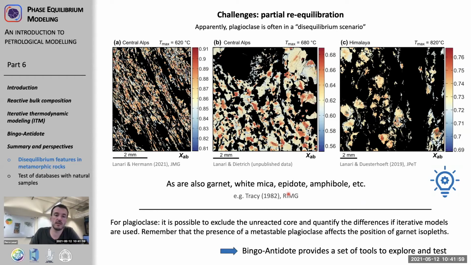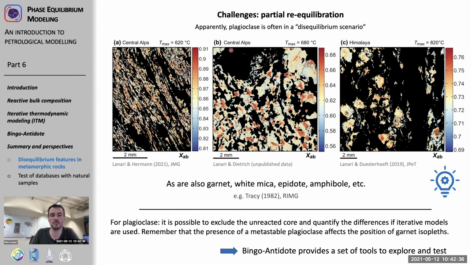I took here an example that is a compilation of maps that we obtained for plagioclase. What it shows is that plagioclase is often in a disequilibrium scenario, as used in my Monte Carlo simulation. This is an example from the Central Alps. Tmax is 620 degrees. In this case, there is a minor composition zoning of plagioclase, but we demonstrated that 80% of the plagioclase, with the orange composition, was not reequilibrated at the Tmax condition. So 80% of the plagioclase was metastable at the maximum temperature condition.